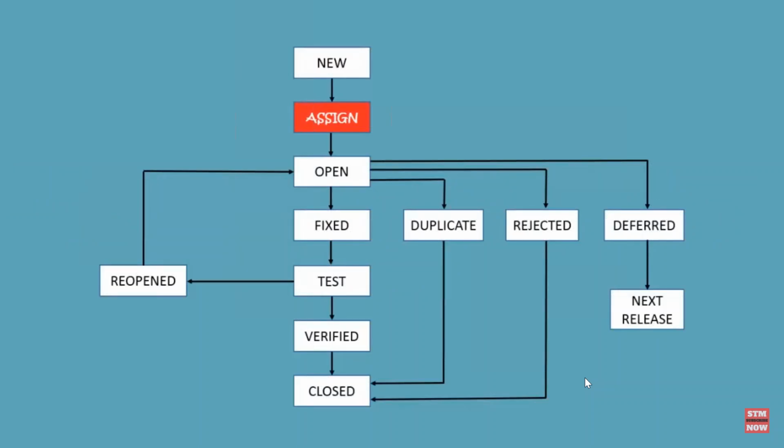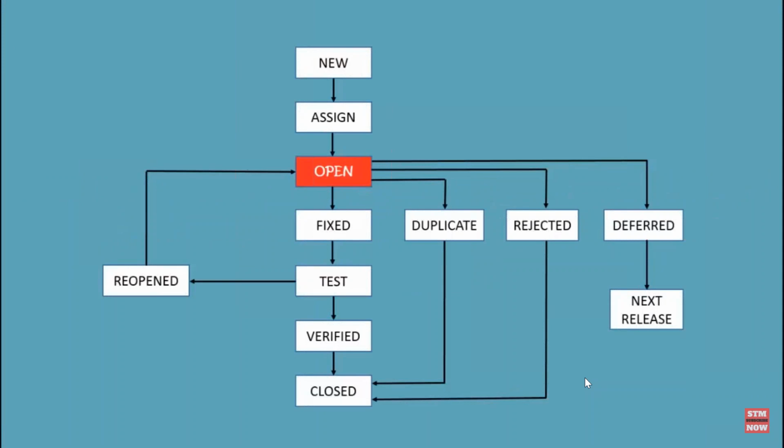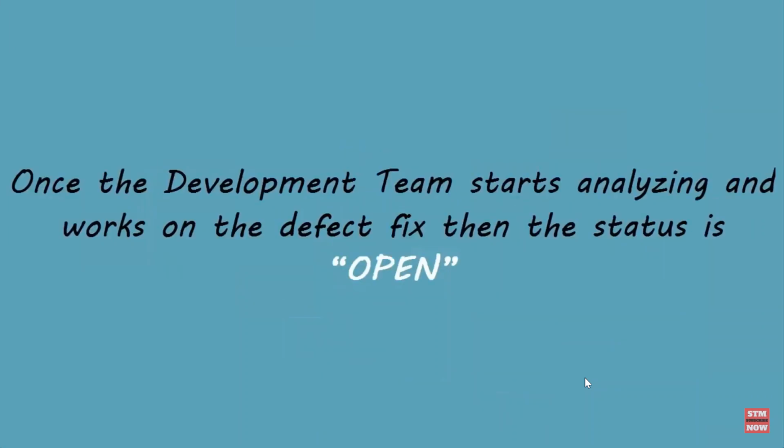Assigned. Defects which are in the status of new will be approved if valid and assigned to the development team by the test lead or project lead or project manager. The status of the bug changes to assigned. If the development team accepts the bug, then the bug status changes to open.